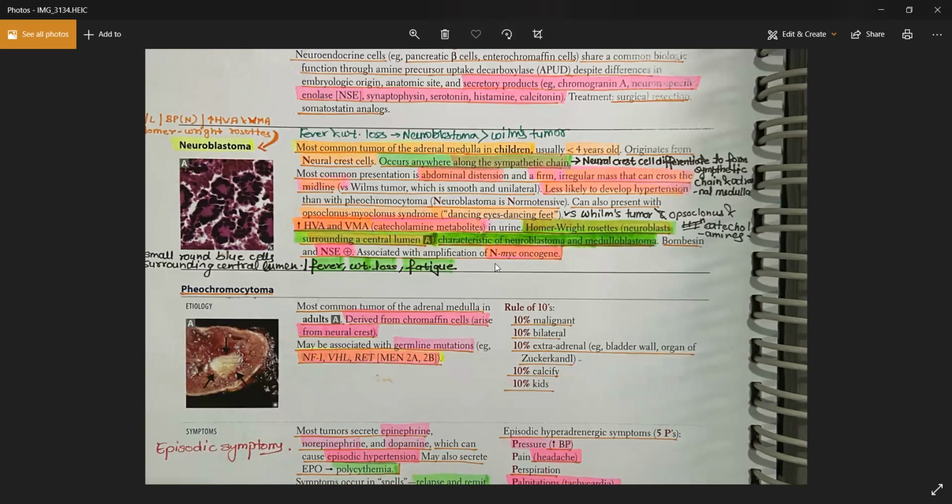What is bombesin? It is a marker of the tumor, just like neuron-specific enolase. Bombesin is also secreted by the neuroblastoma cells. So it is just a marker, nothing much more.